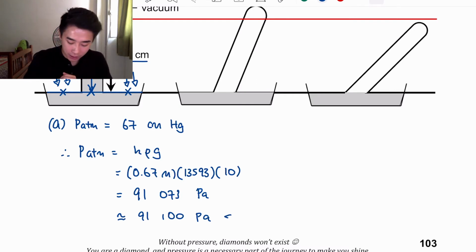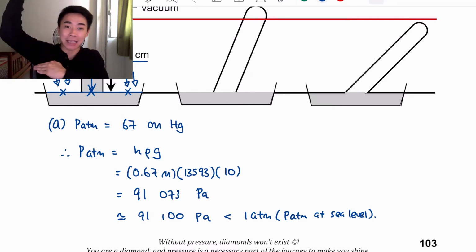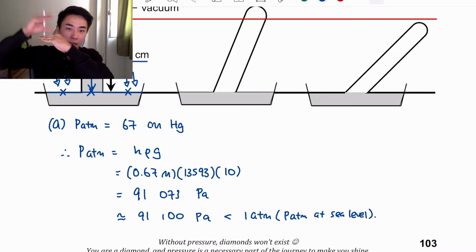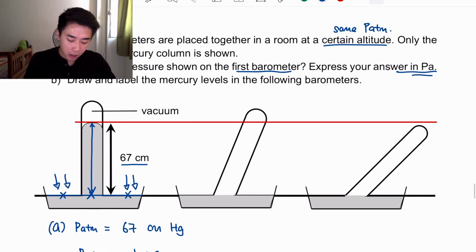Well, this is definitely less than 1 atm, which is the atmospheric pressure at sea level, right? So it's lesser. That means there's less air column above. So I have gone up higher and therefore now there's less air column above. So this is of course a higher altitude than sea level. Okay, now how do we do part B?